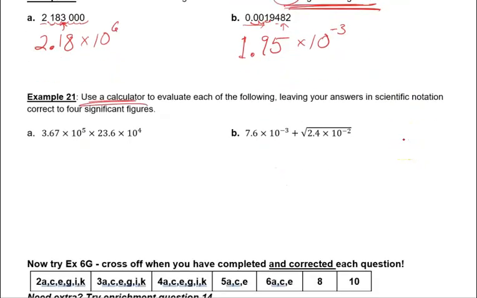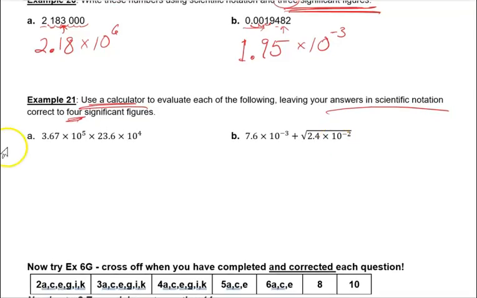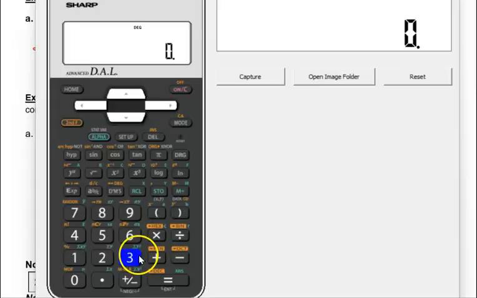Now this is where the fun begins. Use a calculator, and again our Sharp calculators, I'll show you this, to evaluate the following, and we're going to leave our answers in scientific notation or convert them back to 4 significant figures. So let me get my calculator up. Okay, I'm going to type all of this into my calculator.